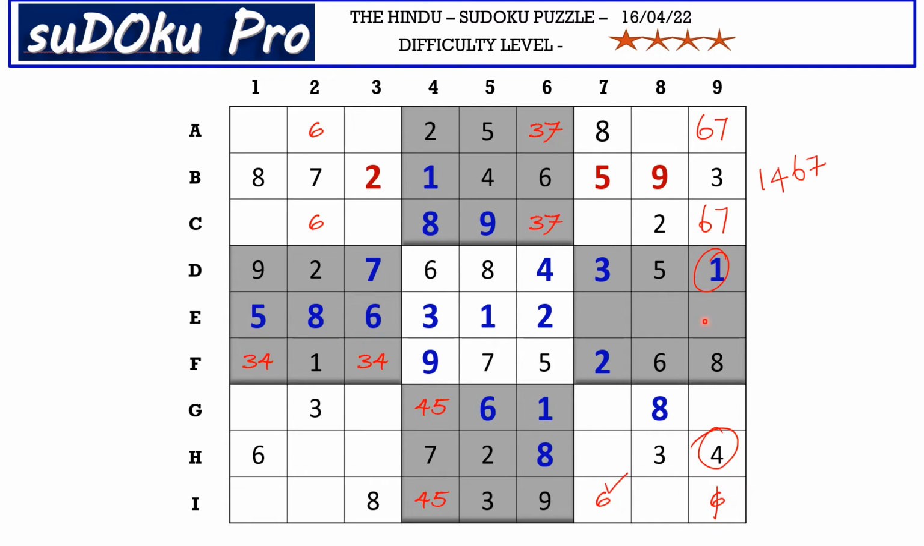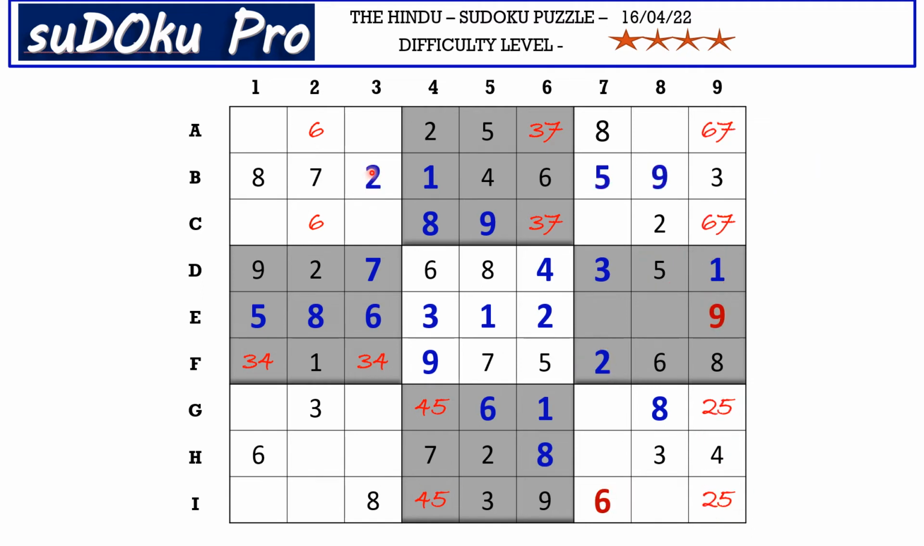Now you have 2 and 5 blocking this cell here. So in column 9, 2 and 5 will go in these two cells, that is G9 and I9. Let's mark it with a pair. Now in column 9, E9 is the only missing number, so E9 takes 9.